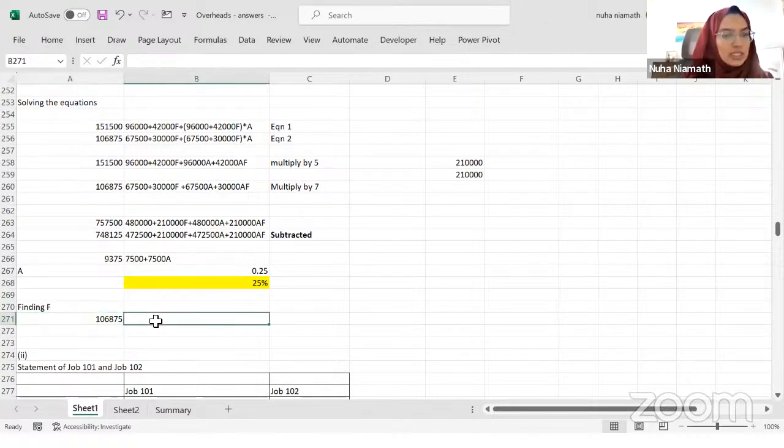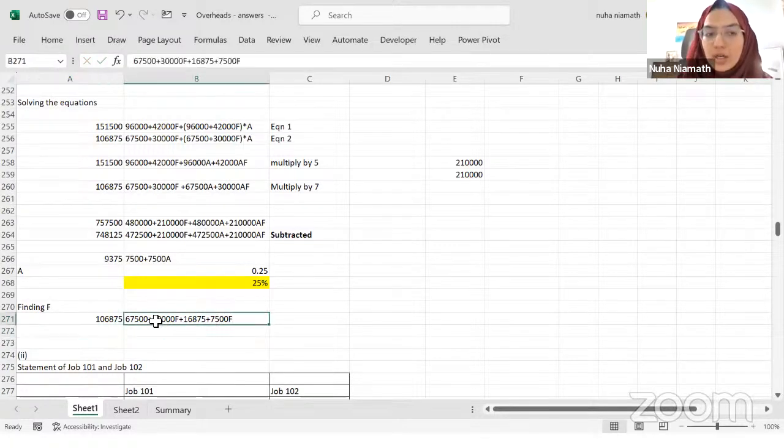So that will be 67,500 plus 30,000 F plus 67,500 into A. A is 0.25. 67,500 into 0.25 is 16875. 16875 plus 30,000 into A, 0.25. So 30,000 into 0.25 is 7,500 F.